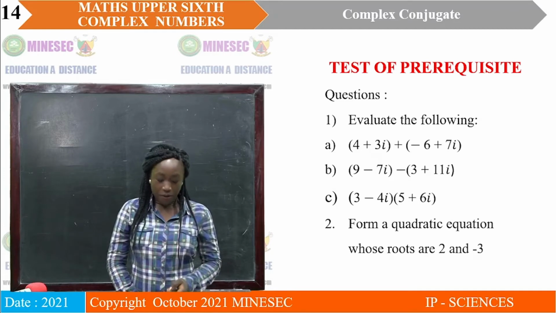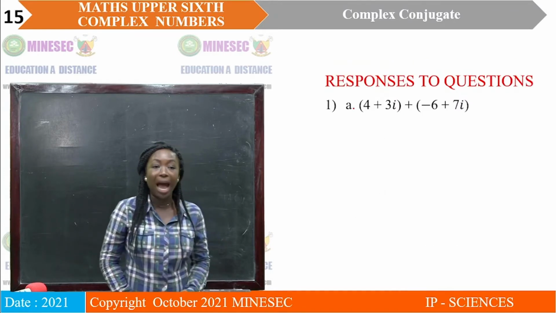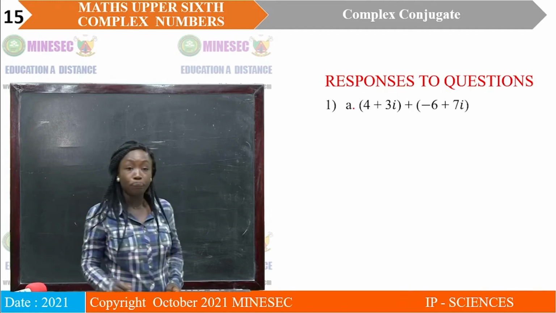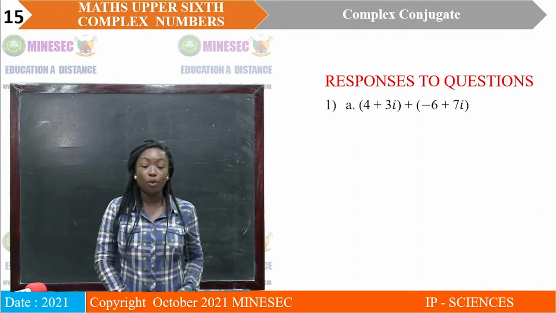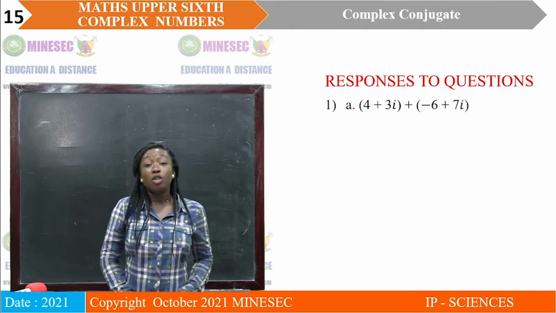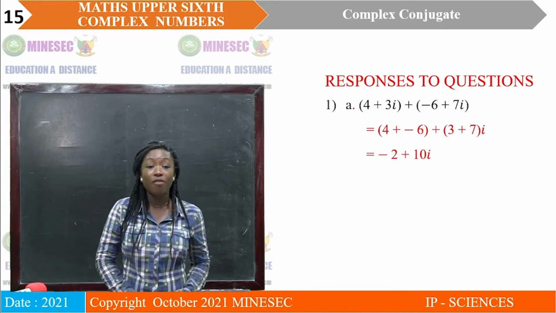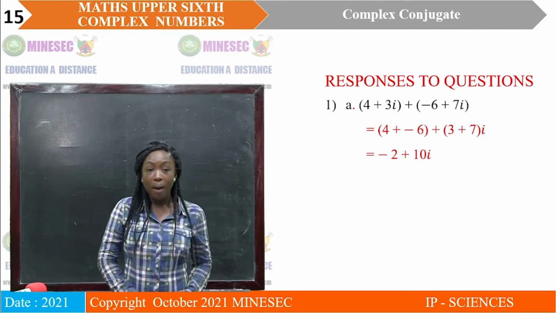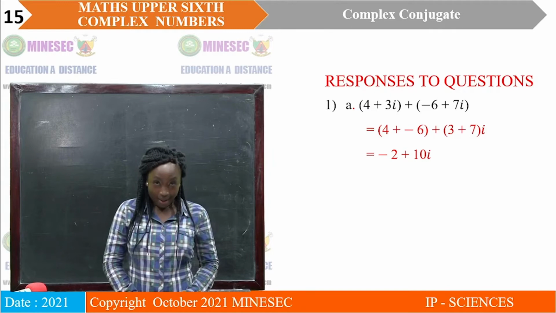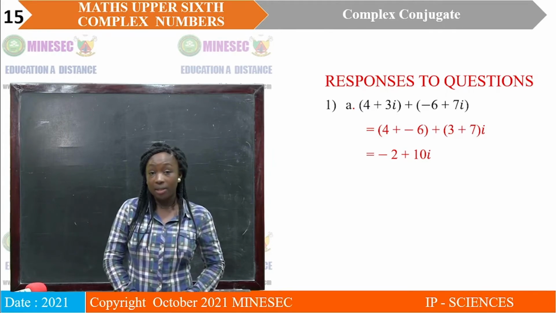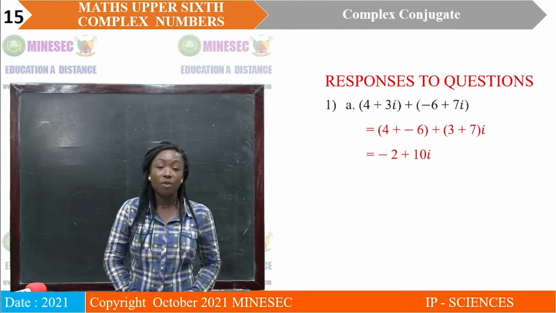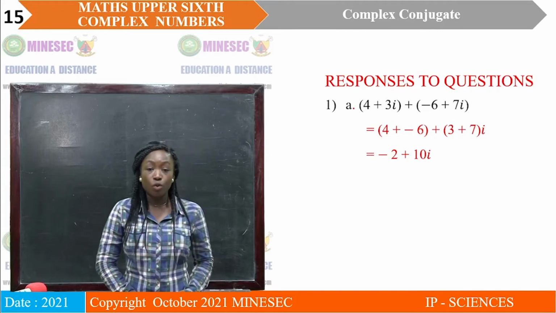So let us look at the first question, which says we should add the complex numbers. 4 plus 3i plus negative 6 plus 7i. So here we simply collect the like terms. And collecting like terms here, we'll have 4 minus 6 plus 3 plus 7i, because the 3 carries i and the 7 carries i. And so that will give us the result, negative 2 plus 10i.